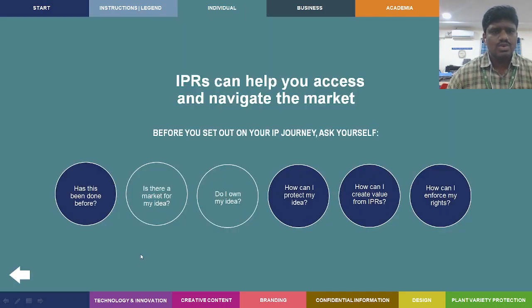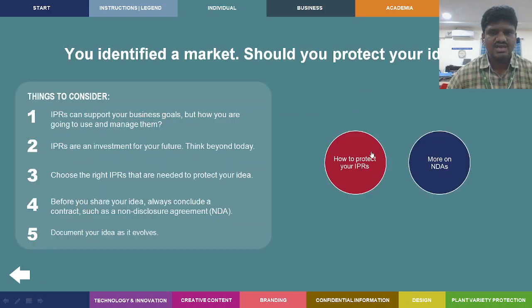So now next what you have to do, is there a market for my idea? Yeah, that is important. Before going to patent, or if you want to do any certification for your idea, first you have to do some research on whether your idea is marketable or not. IPRs can support your business goals, but how you are going to use and manage them is very important. IPRs are an investment for your future. This is beyond today. Okay, just think beyond today.